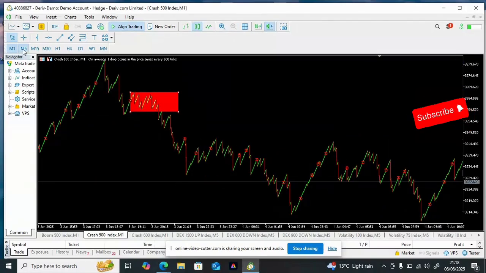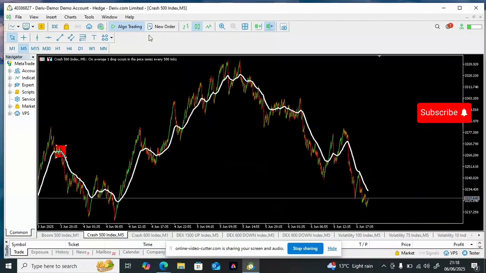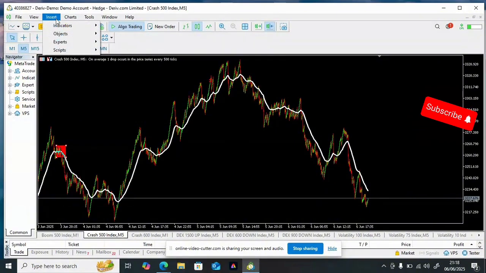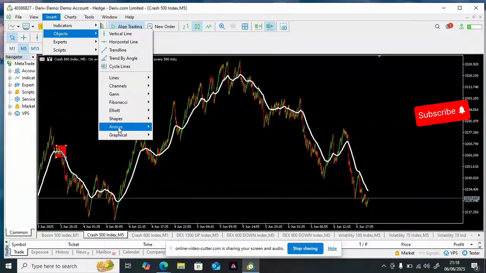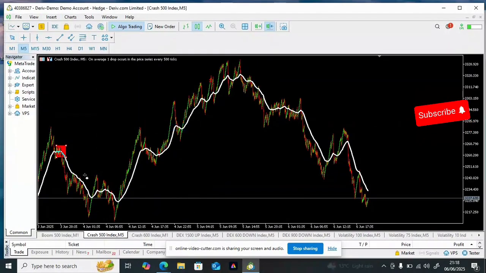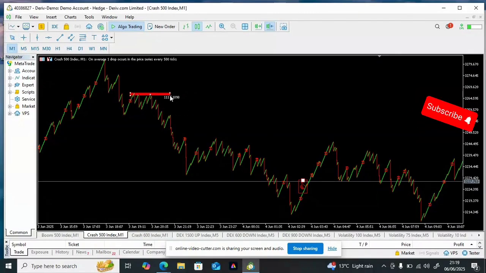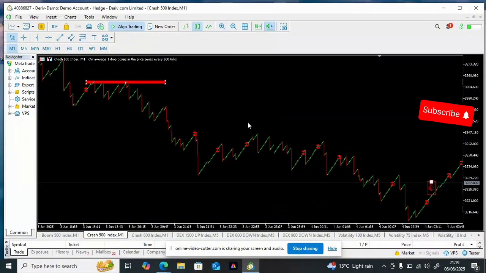Right. So let's mark when it goes up. Objects. Let's go to arrows. Thumbs up. We'll put a thumbs up here on this point where it crosses over. Right. So we got the crossing here on M5. The market crossed down. What happened?